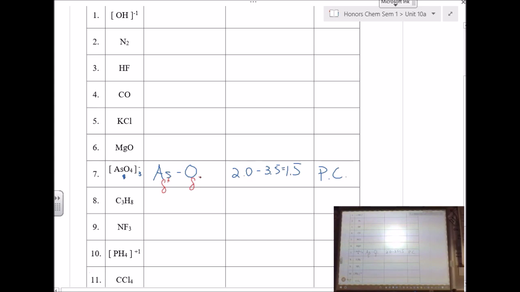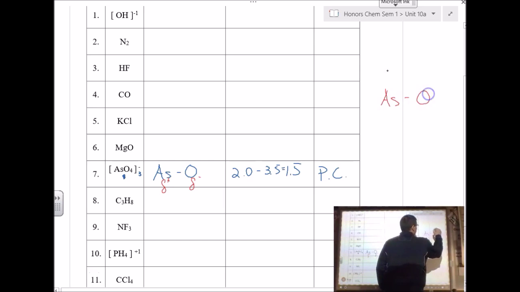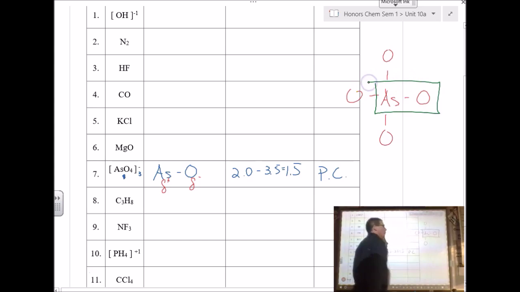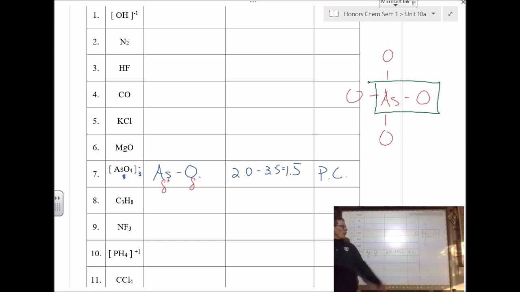That's it. So, when you look at these, don't freak out and say, whoa, there's four oxygens. Tomorrow we'll talk about the significance of those four oxygens. But all we care about today is just looking at those, okay? Because all the bonds between the arsenic and oxygen are going to have polar covalent bonds. So that bond's polar covalent, that bond's polar covalent, that bond's polar covalent, that bond's polar covalent. Ignore the three, ignore the four. Actually, that three should be up here.